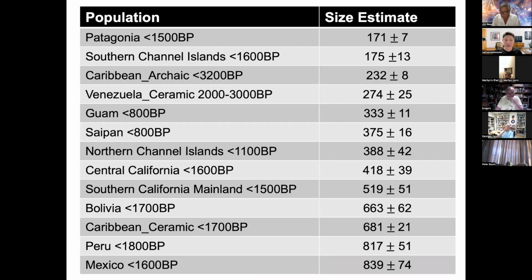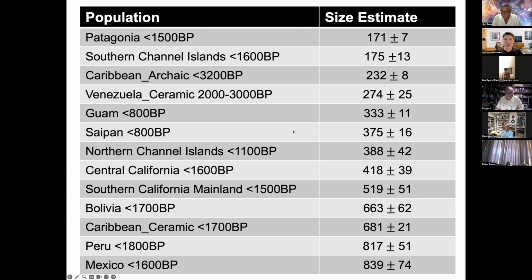So interestingly, actually I'll get to that later. But one interesting thing is that when we compare the population sizes of California to other regions, the Channel Islands were more similar to Guam, Saipan, Patagonia, and pre-agriculture Caribbean, which are islands in general, except Patagonia is not an island, but it had a quite small population size.